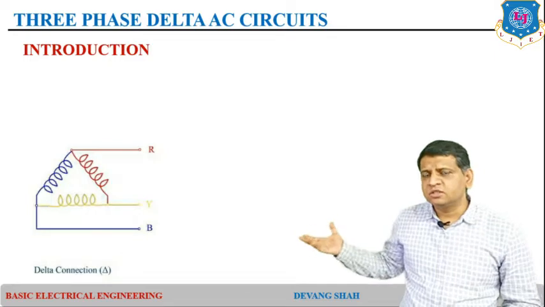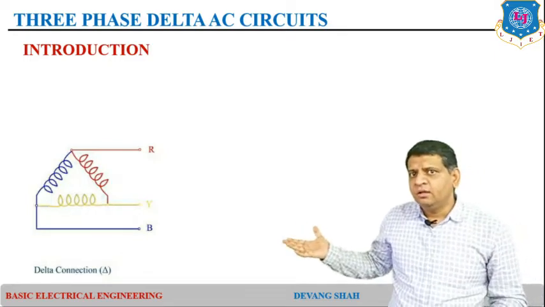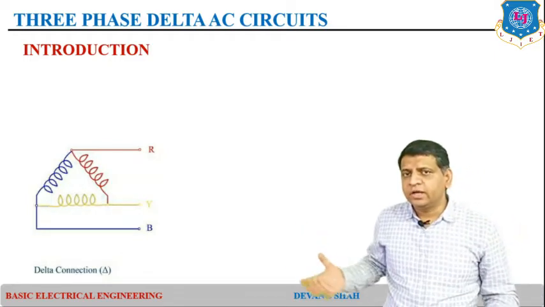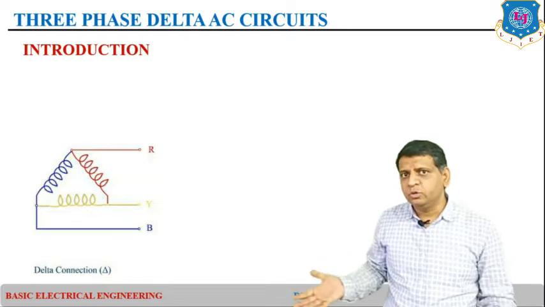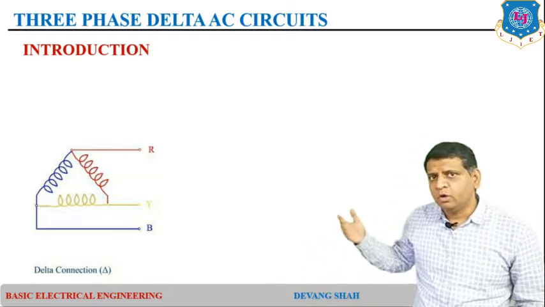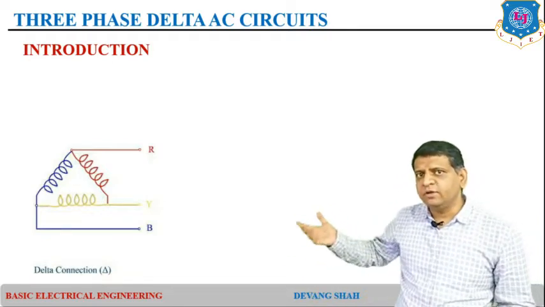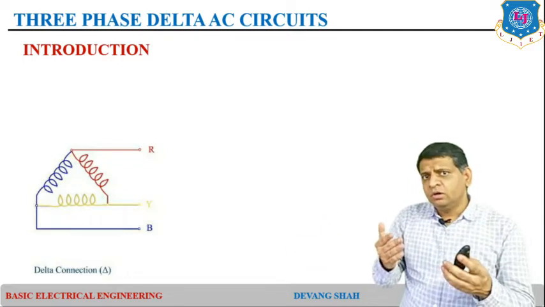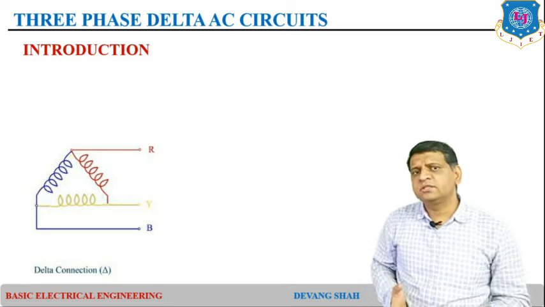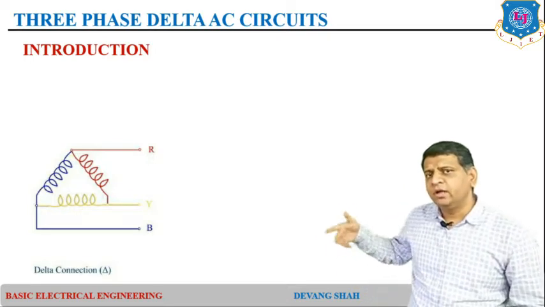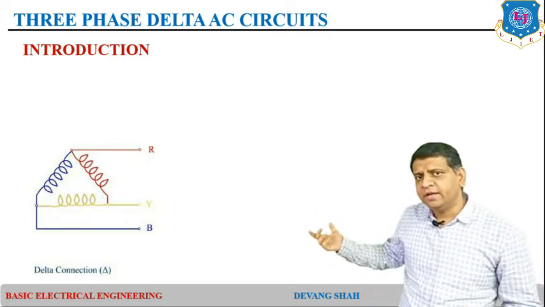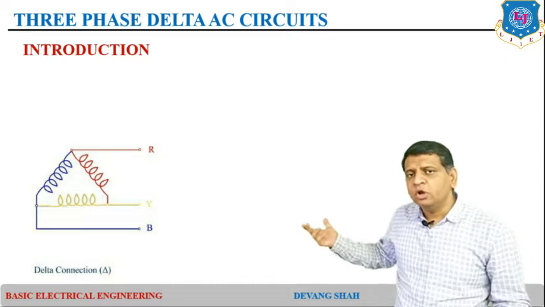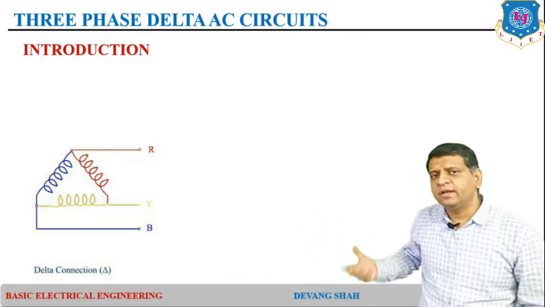You can see this is the specific shape of delta, and we need to understand the star shape and the delta shape. This is the delta shape, where all these 3 phases, red phase, yellow phase, blue phase, are connected. The starting and ending ends of the windings are connected together, and that defines a mesh shape or closed loop, right. So this shape we define as a delta shape.